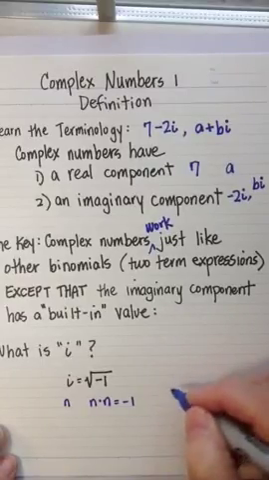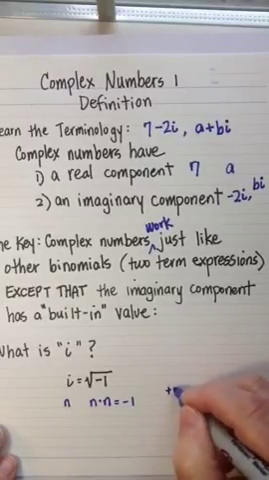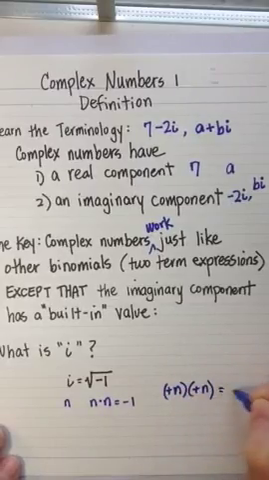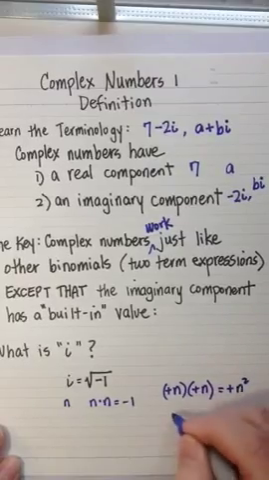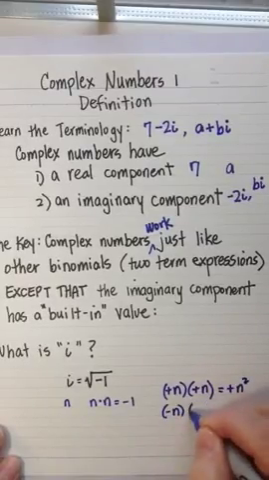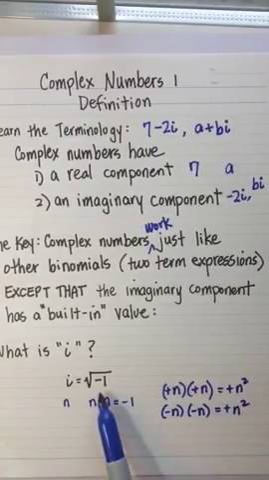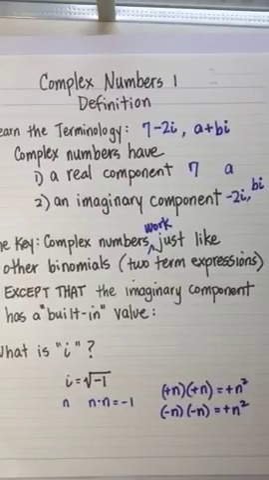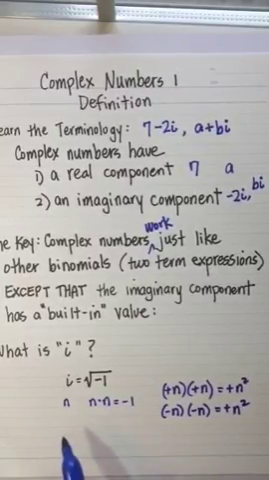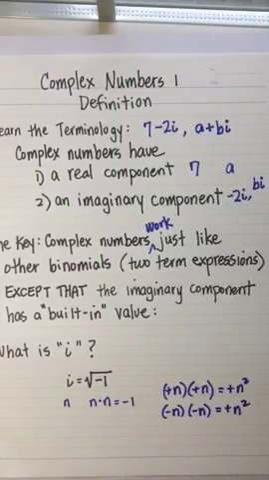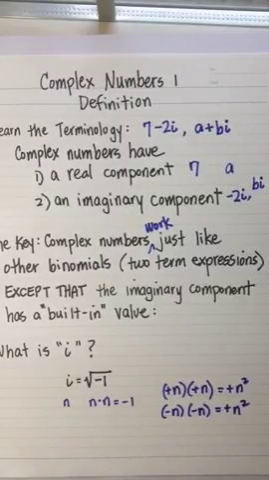Consider, if n is positive, we have positive n times positive n, which is going to give a positive number. And if n is negative, we've got negative n times negative n, which again gives us a positive number. So there is no number that equals the square root of -1. And so i has been defined to mean the square root of -1.